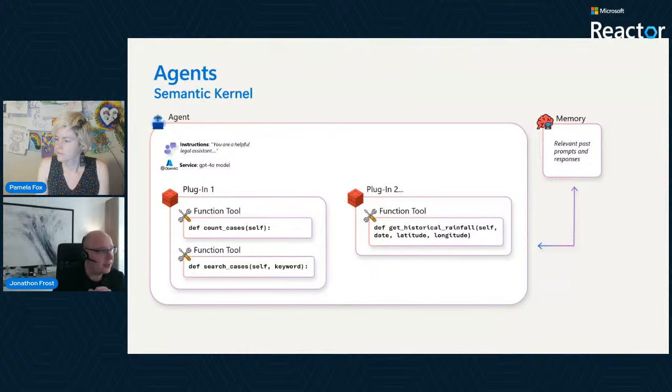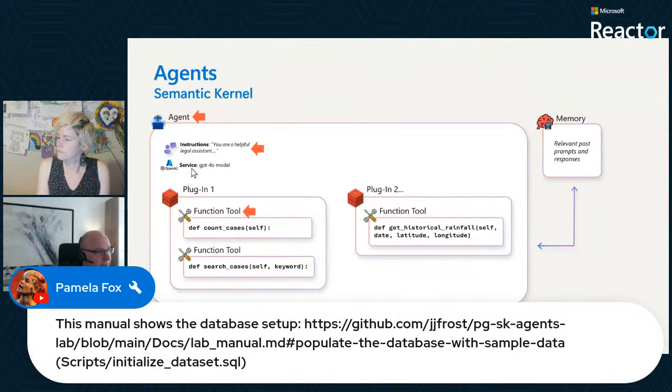Before I jump into that, the notion of an agent is such that we have instructions that we define up front, kind of like a system prompt that gives the agent an overall guidance of what its purpose is and what it's trying to achieve. It's a textual paragraph. It also has a service, pointing to what model we are using, what LLM this agent is going to be using to do its work.